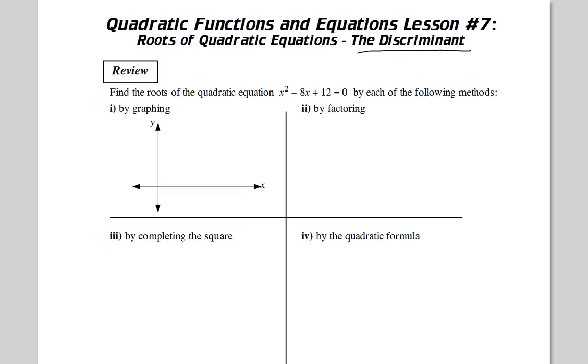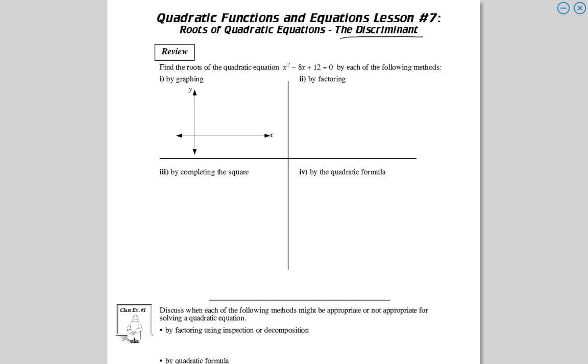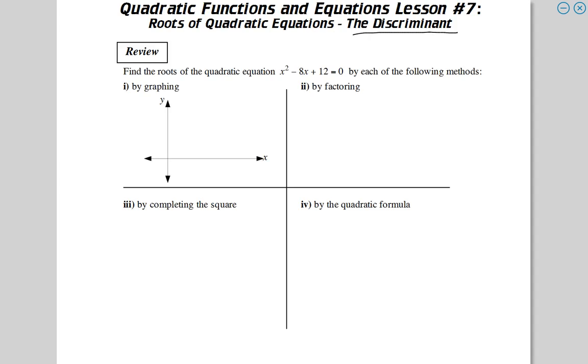So just a quick review of what we've been doing. I like that the book does this, just a little snapshot of what we've been doing. The goal, basically, if you're trying to think of why are we even doing this, the goal here is to find roots. You're trying to find x-intercepts. You're trying to find solutions to a quadratic equation.